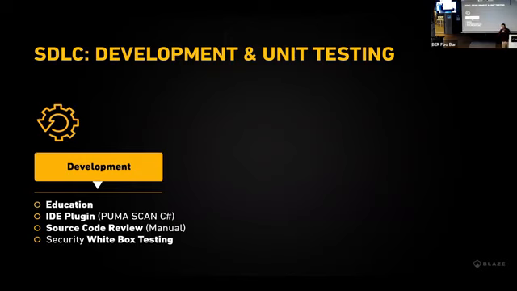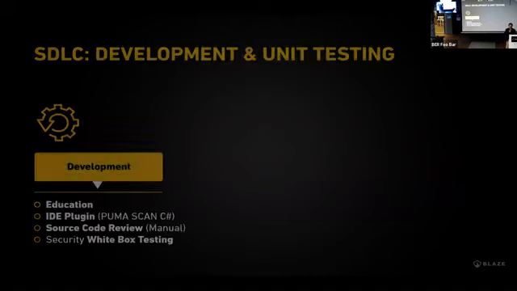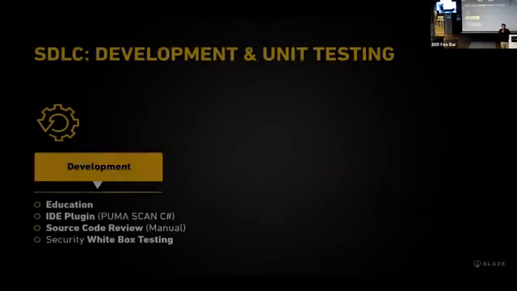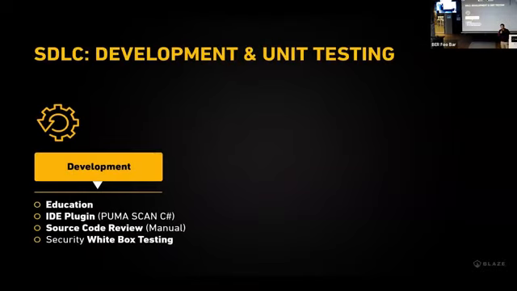Source code review, manual. Have a senior developer go through the code. Maybe even use a tool called Bugs, which will go through the whole solution and find certain keywords that might be vulnerable. And then security white box testing. In the testing phase, have a penetration test, do security black box testing, and vulnerability scanning. Nessus is a great tool. There's a lot of open source applications that also do that kind of function.